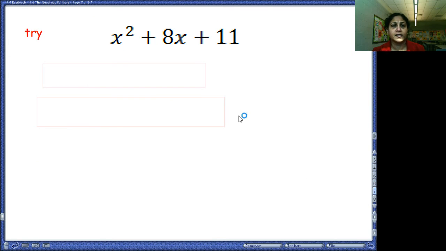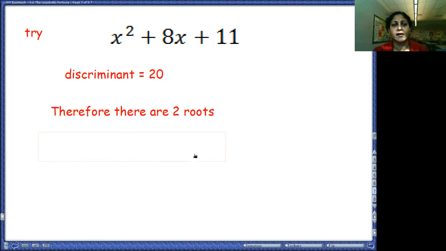So let's try this. Here we have x squared plus 8x is equal to 11. You find out a, b, c, and you find the discriminant is equal to 20. Since the discriminant is positive, we can say that this function will have 2 roots.